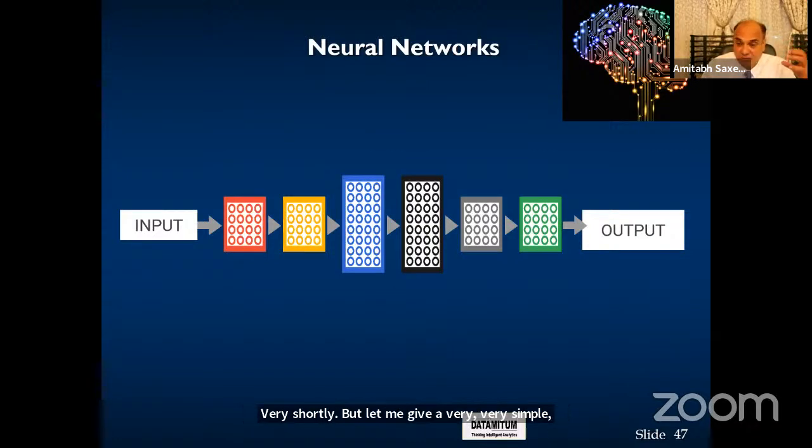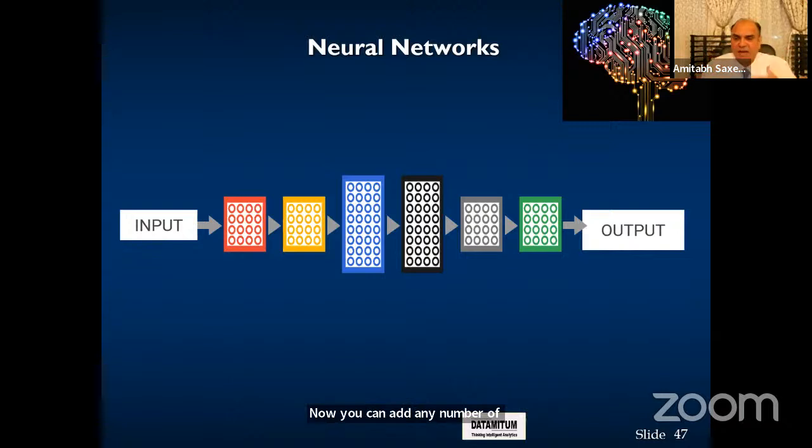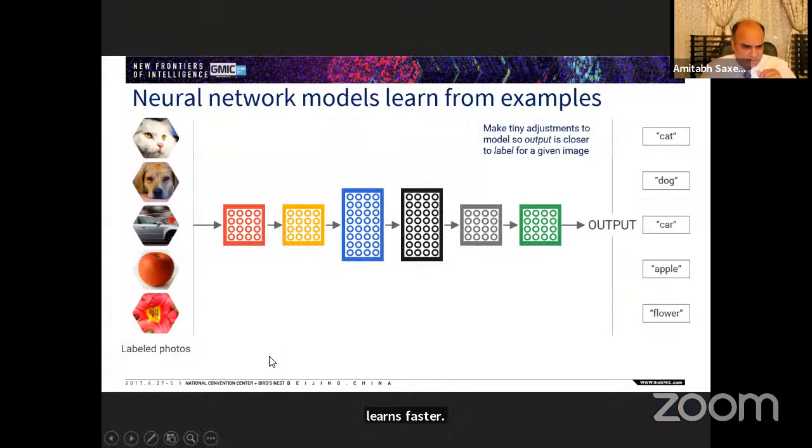See, there is an input and there are multiple layers. Now, you can add any number of layers, one or two or three. It's your choice. And in those websites where you can even experiment, in our training programs, we ask you to experiment. Add one layer, add two layers. Is the machine learning faster? Sometimes it learns faster with one layer. Sometimes it learns faster with two layers. So what do we mean by layers? I think let me show this video at least.